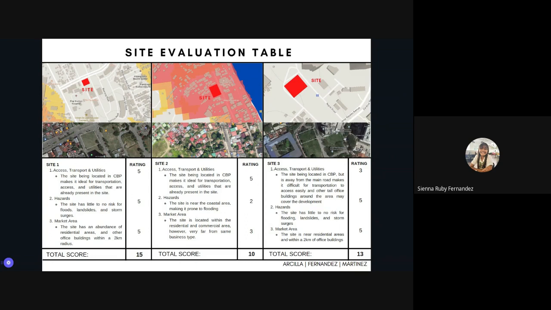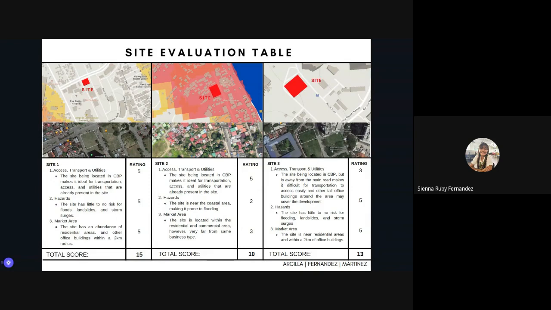For Site 2, we rate the access, transport, and utilities as 5, since it is also located in CBP, which makes it ideal for transportation, access, and utilities. For hazards, we rate this as 2, since it is near the coastal area, making it prone to flooding. For the market area, we rate it as 3, since it is located within the residential and commercial area, but it is very far from the same business type. So we totaled it as 10.